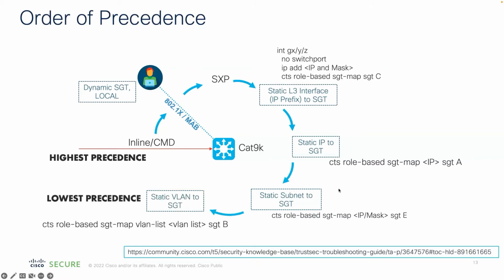And then lastly in this circle is the VLAN to SGT. And this is typically the lower precedence. Remember, VLAN to SGT is learning the IP addresses in that VLAN and statically assigning an SGT to those learned IPs. And that's typically the lowest. So this is order of precedence. Hopefully that's useful, but bear in mind that if you've got inline tagging, then this will be the highest order of precedence.